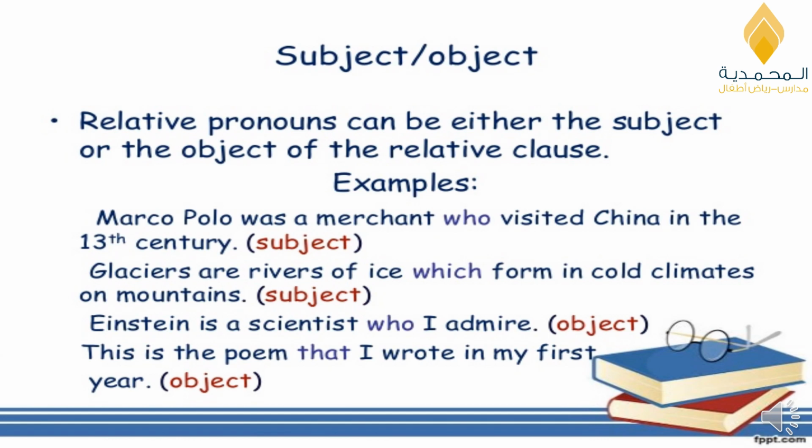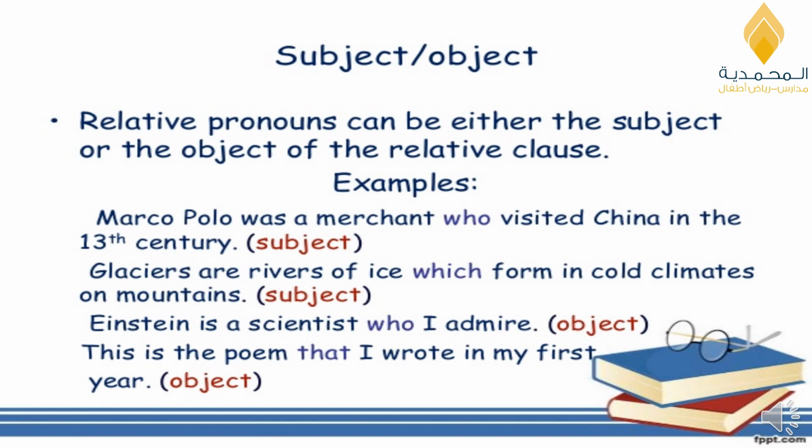Number 2, we have: glaciers are rivers of ice which form in cold climates on mountains. Which here also is a subject relative pronoun. Why? Because it refers to glaciers, rivers of ice, right? And the glaciers form in cold climates on mountains. So here the glaciers are the subject and which refers to this subject. So which is considered as a subject relative pronoun.